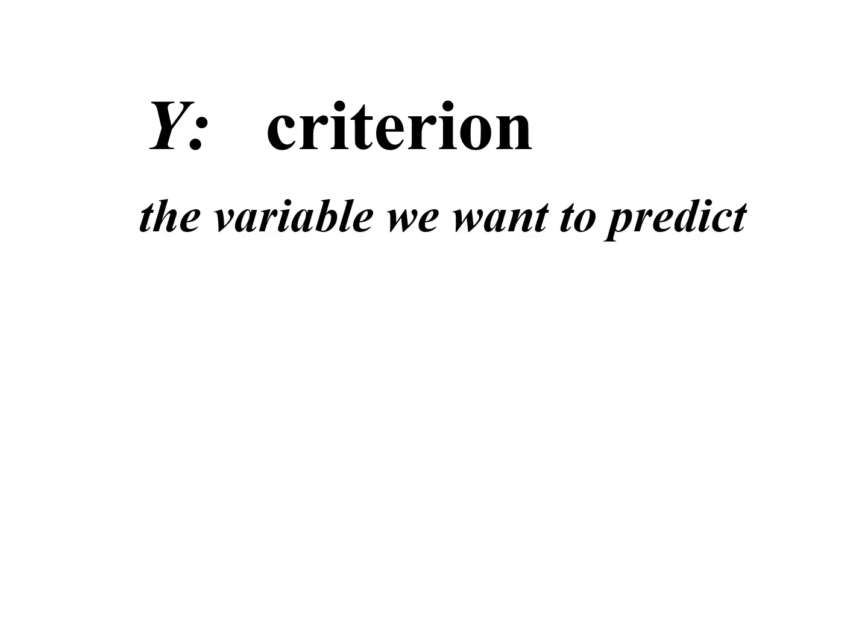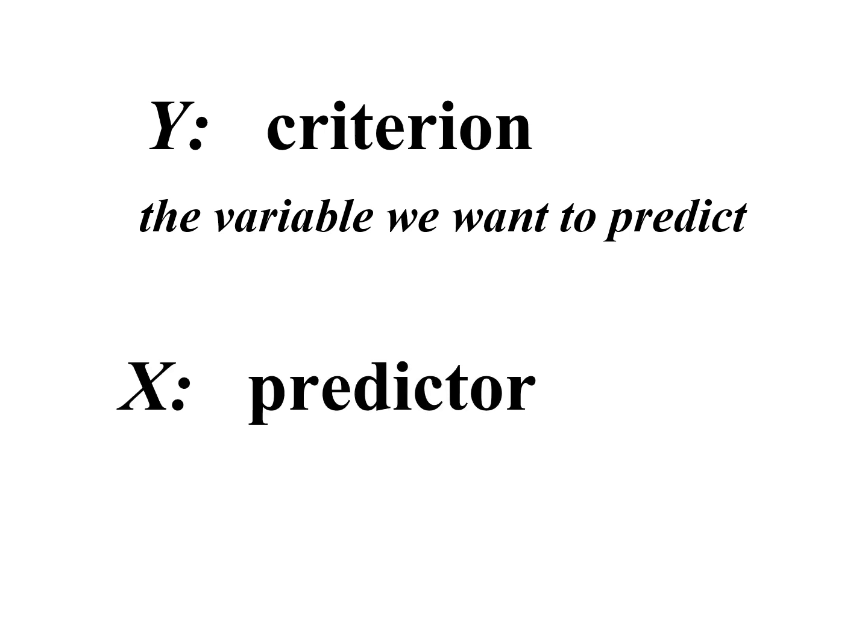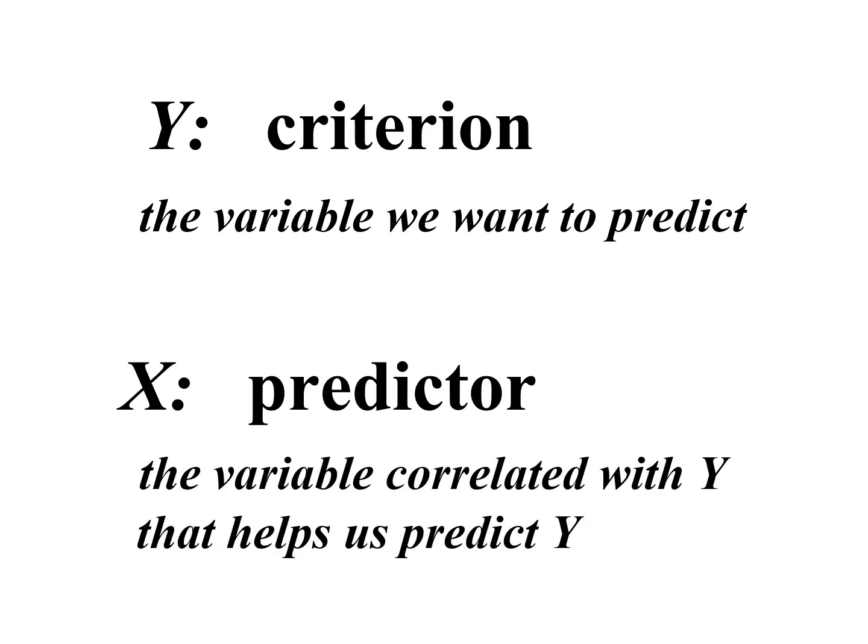In regression, statisticians sometimes call y the criterion. Y or criterion are two names for the same thing. Y or criterion is the variable we want to predict. And in regression, statisticians sometimes call x the predictor. X and predictor are two names for the same thing. X, or the predictor, is the variable correlated with y that helps predict y.